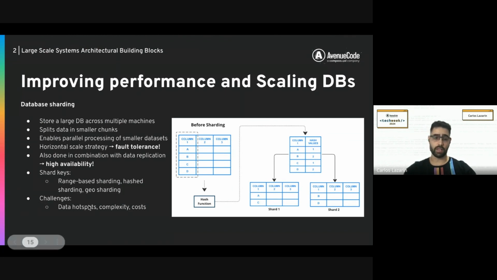We also have some challenges. We might have some data hotspots, some shards that are more accessed than others. And also it's complex to maintain this kind of structure, right? When we're splitting the data. It also increases the cost because it depends on the amount of shards that we're gonna have in our solution.